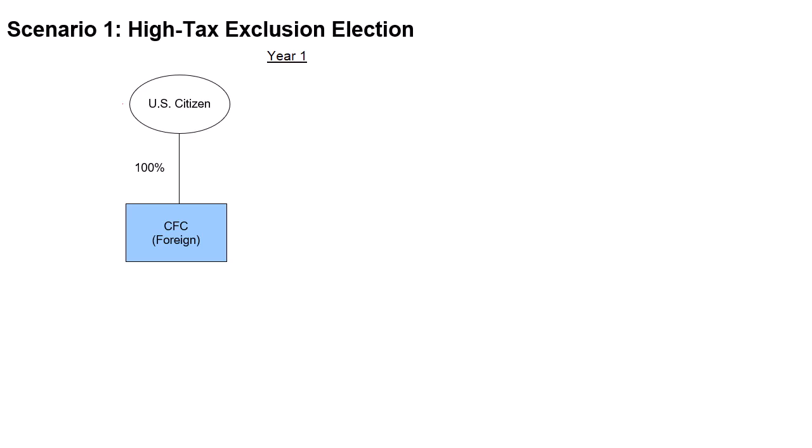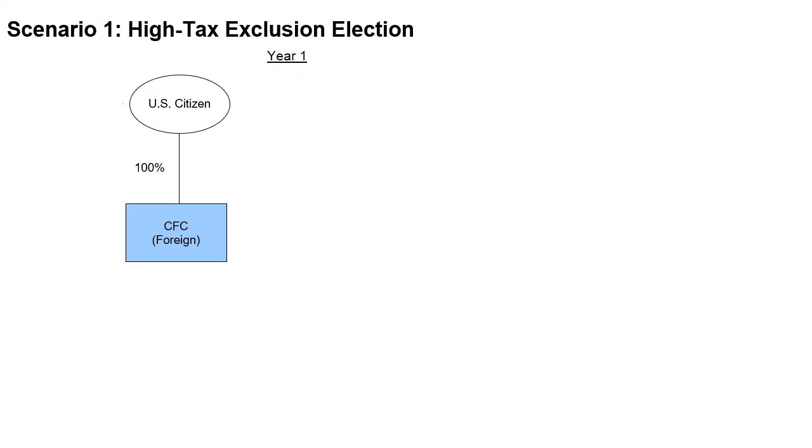In this video, we're going to compare a CFC's investment in U.S. property in two different scenarios. In the first scenario, the U.S. shareholder will make a high-tax exclusion election for the CFC. In the second scenario, the U.S. shareholder will make a 962 election for the CFC. We will assume that the CFC does not earn any Subpart F income.